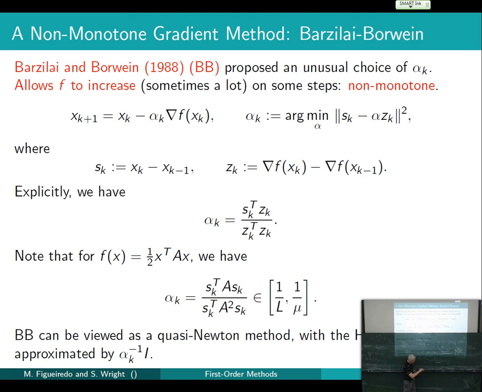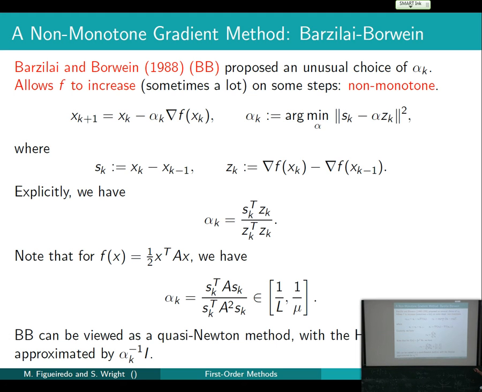So Barzilai-Borwein methods do the same thing, except that they make a very simple one-parameter approximation to the Hessian. They pretend that you can parameterize this Hessian by 1 over alpha times an identity, okay? So they find the alpha that gives you the best one-parameter approximation to this Hessian. And they do that by taking the difference of the gradients, taking the difference of the x's, and solving this least squares problem to find the alpha, which minimizes the discrepancy between the two sides of the expression I showed you earlier.